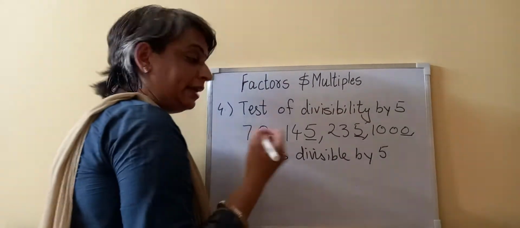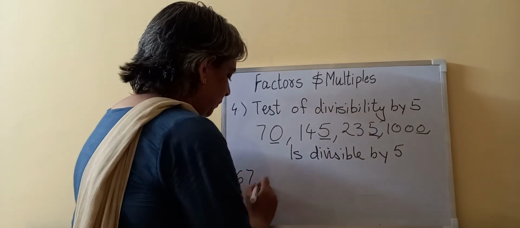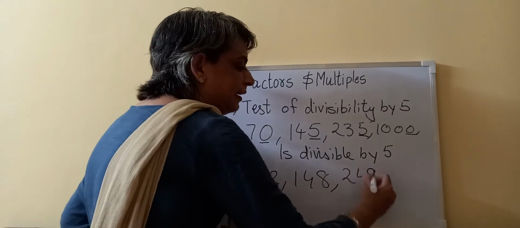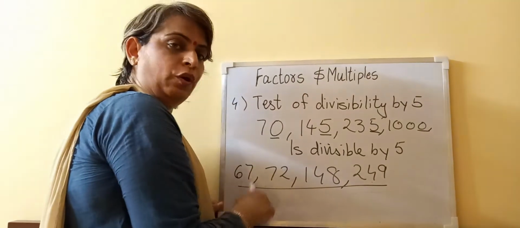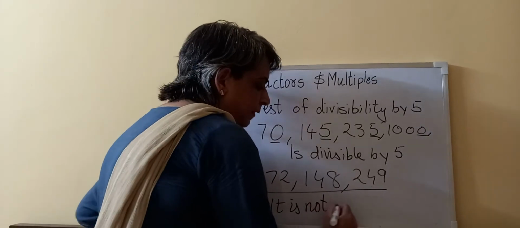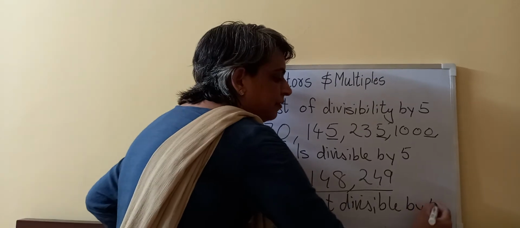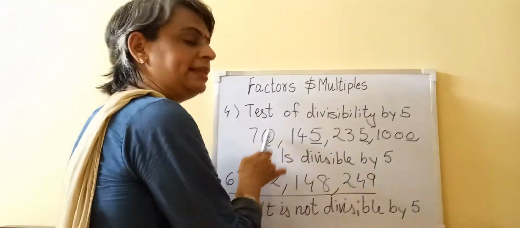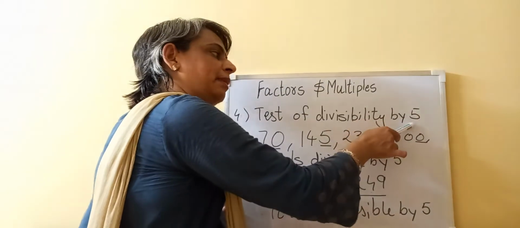But if I write here 60, 67, 72, 148, 249, the ones place of all these numbers is not 0 or 5. So they are not divisible by 5. So what is the rule of 5? The rule of 5 is that the ones place should be either 0 or 5. Then only the number is divisible by 5.